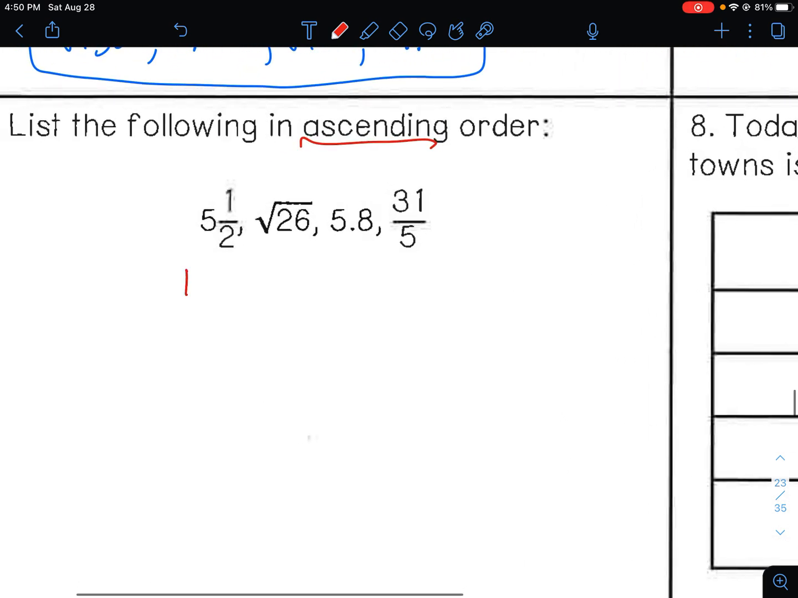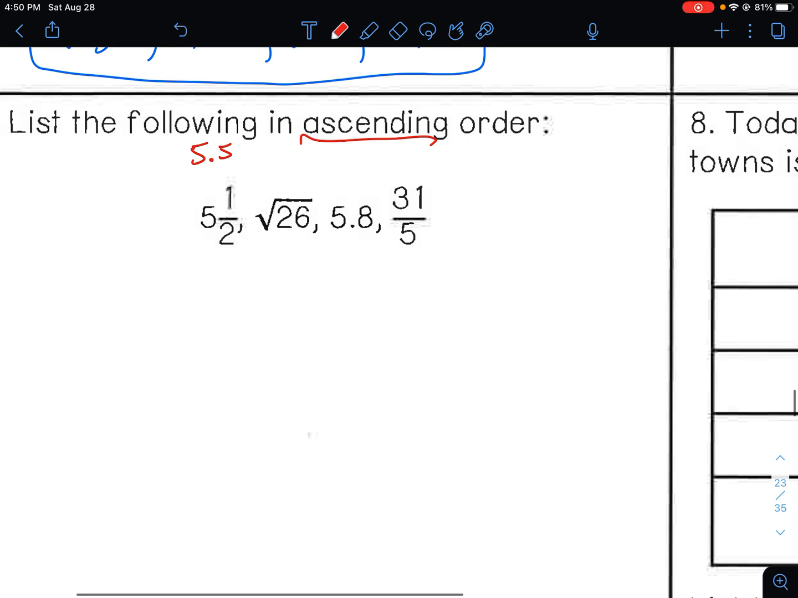5.5. That's 5.5. Hopefully you knew that. Radical 26 is really close to radical 25. The next one is radical 26, radical 36. And radical 25 is 5. Radical 36 is 6. So radical 26 would be like right there. It's like 5.1.